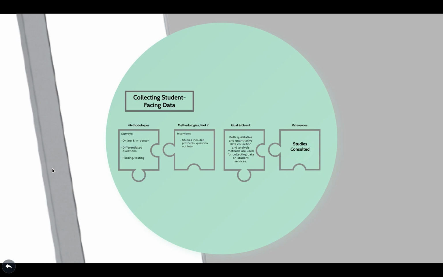In addition to surveys, interviews were also used to collect data, and the studies consulted included protocols for interviews and verbatim copies and outlines of the questions used. You can also see here that I've noted the importance of having a balance between qualitative and quantitative data sources. Quantitative data provides numbers to inform decision-making and future research endeavors, while qualitative data helps us understand the individual's experience. Now let's move on to planning for diverse populations.